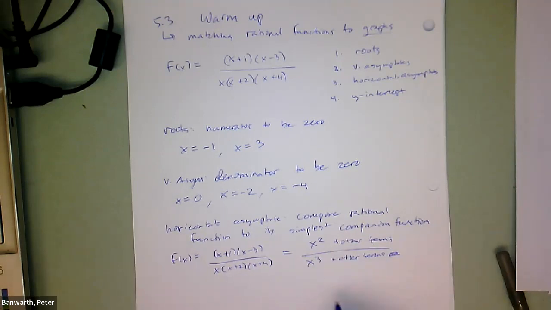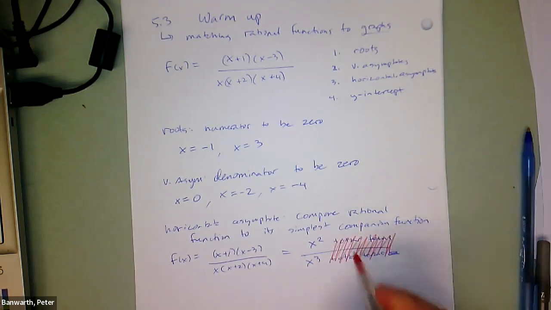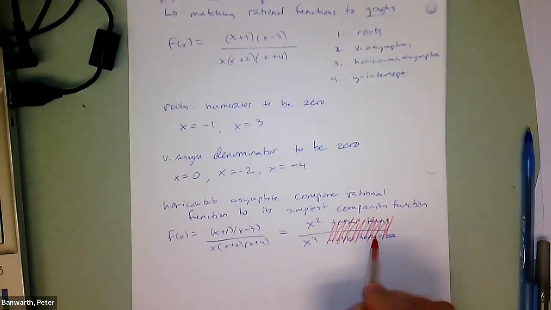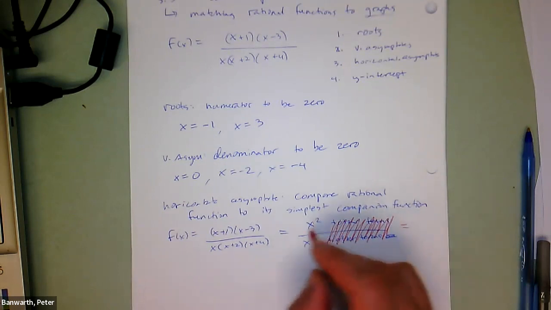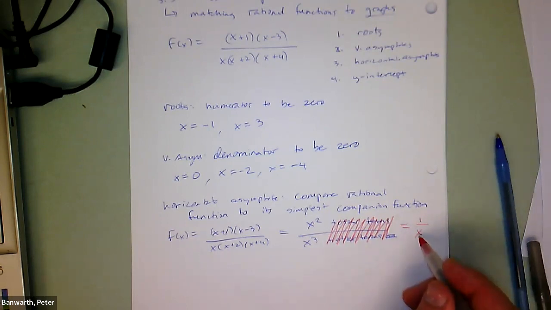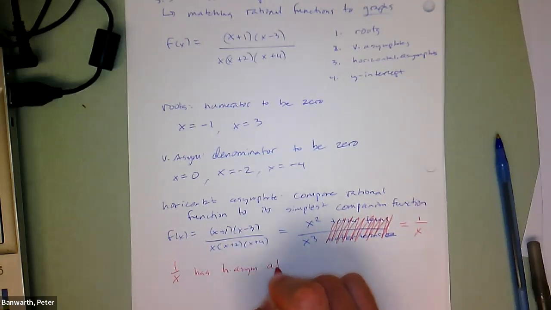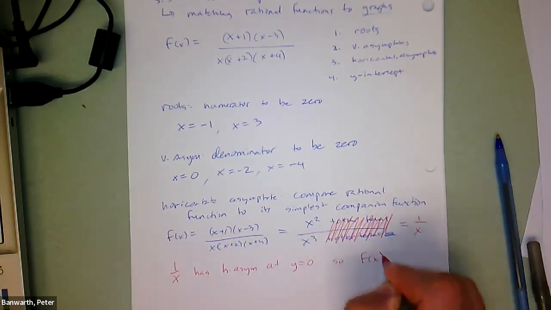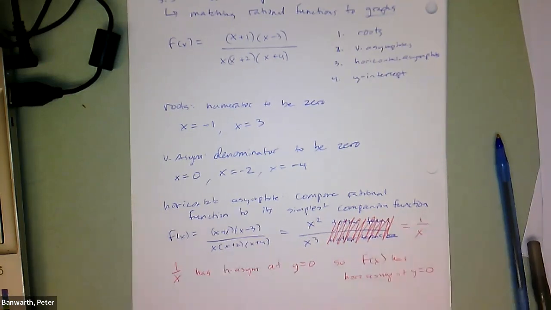And so our simplest companion function is not worrying about the other terms, because remember, this only affects the interior behavior of the function, not the end behavior. So then I just look at this one here, and that's basically like 1 over x. And I need to remember that 1 over x has a horizontal asymptote at y equals 0. So my function has a horizontal asymptote at y equals 0.